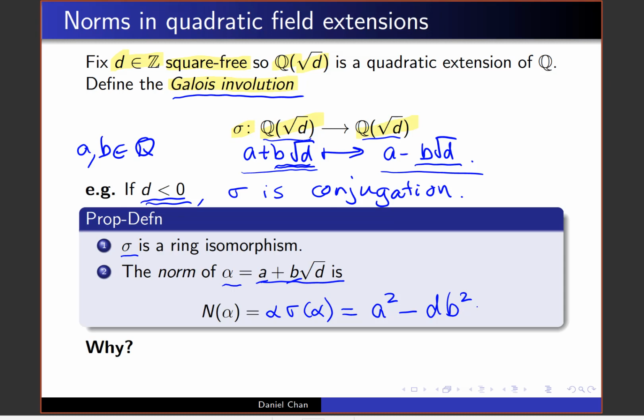And if you notice something nice about this: a was a rational number, b was a rational number, and d was just an integer, so this is certainly a rational number. So you input something in the quadratic extension, Q(root d), but this norm will send it to a rational number. And another important point here is that the norm is multiplicative.